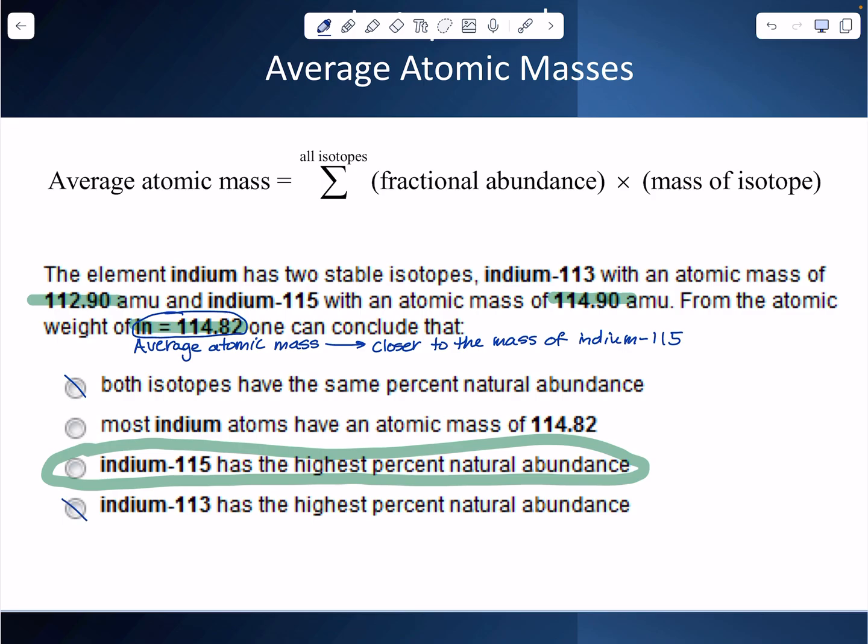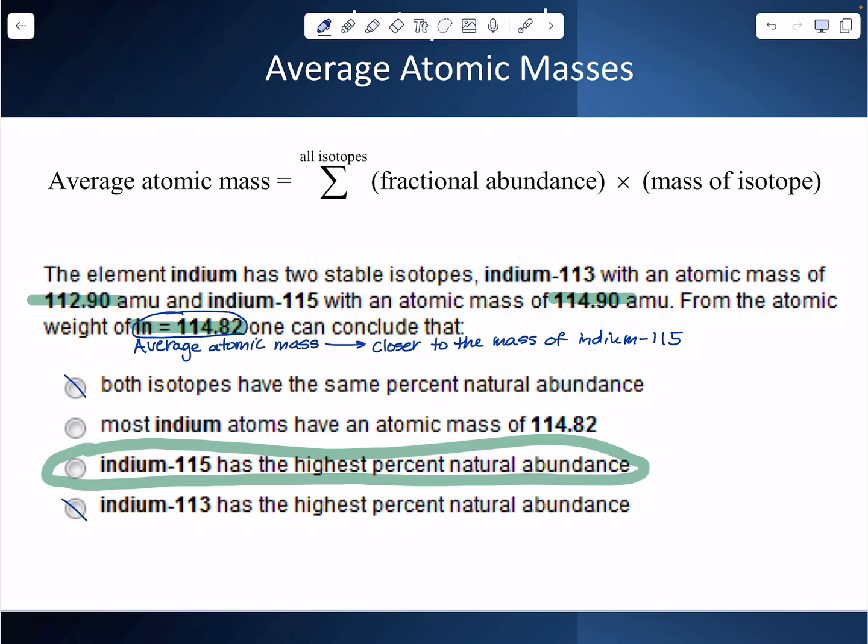And then, why can we rule out the second choice? Most indium atoms have an atomic mass of 114.82. Why do we know immediately that that can't be true? What type of number is 114.82 in mathematical terms? Is it an integer or a real number?